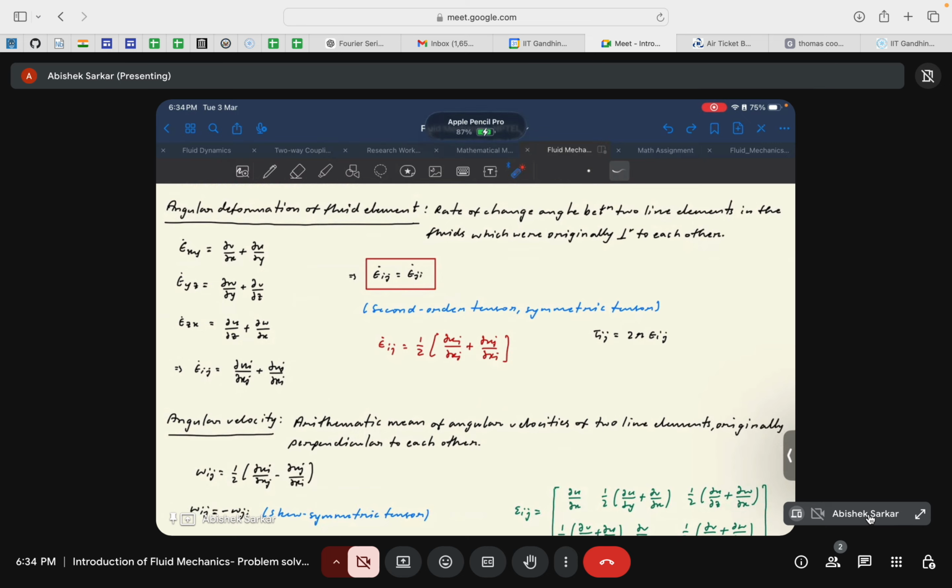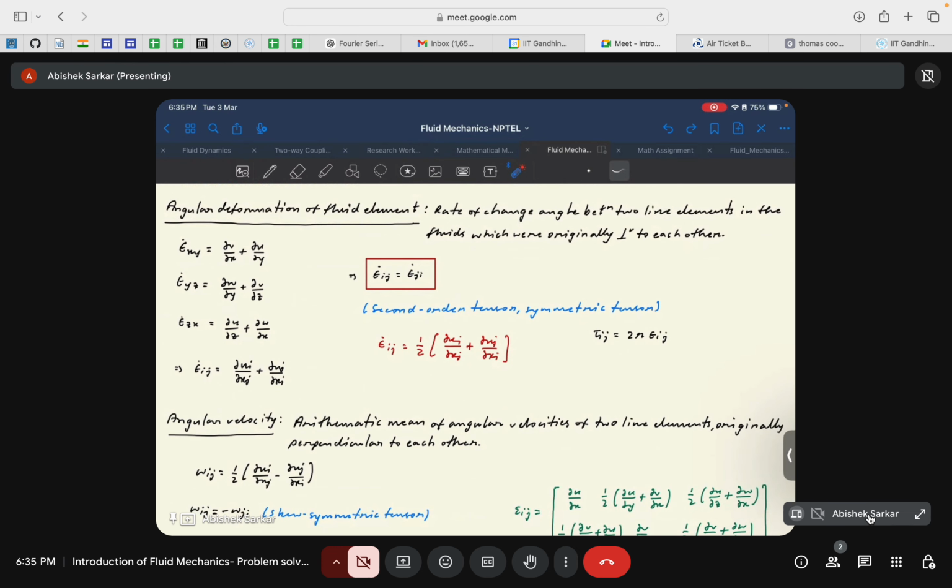We resume our discussion with the angular deformation of the fluid element. Similar to the linear deformation, as we discussed, the flow may elongate along the respective x, y, and z directions, which gives us the linear deformation, quantified as epsilon xx dot as dou u by dou x, epsilon yy dot as dou v by dou y, and epsilon zz dot as dou w by dou z. When we sum these up, it gave us the rate of change of volumetric deformation divided by the volume.